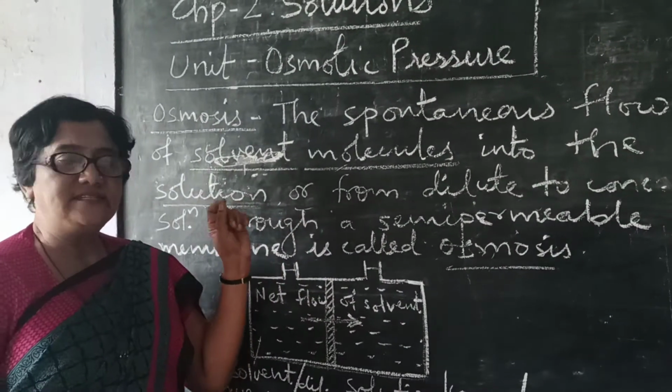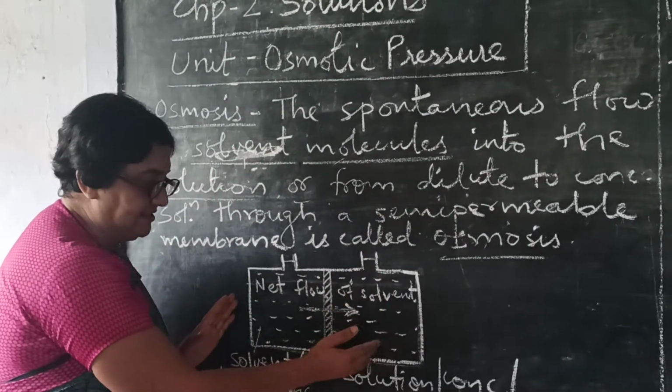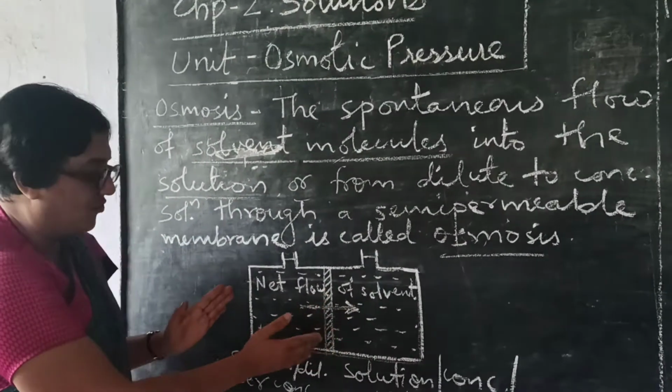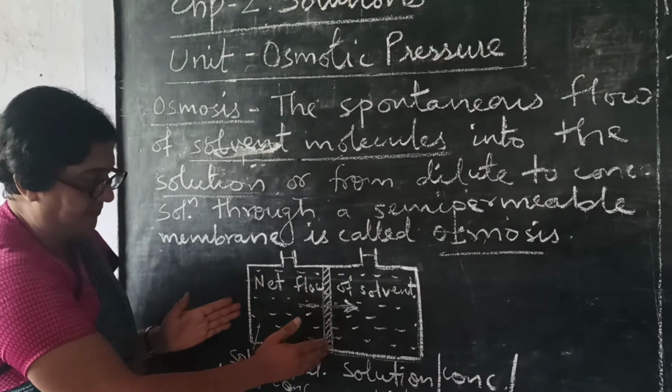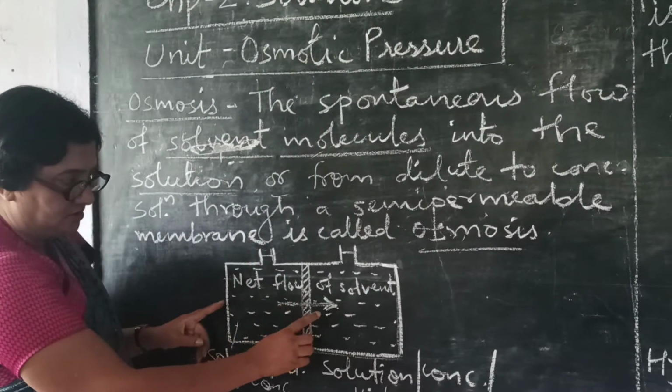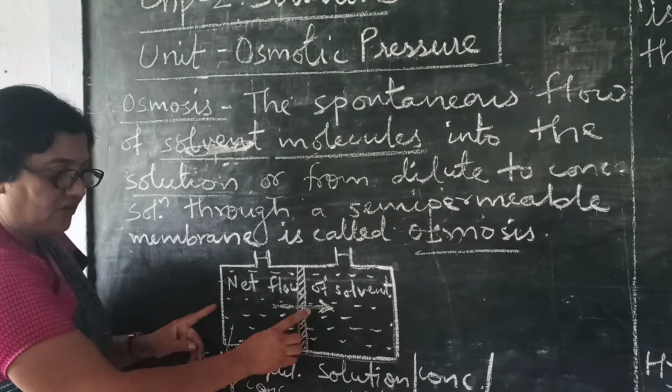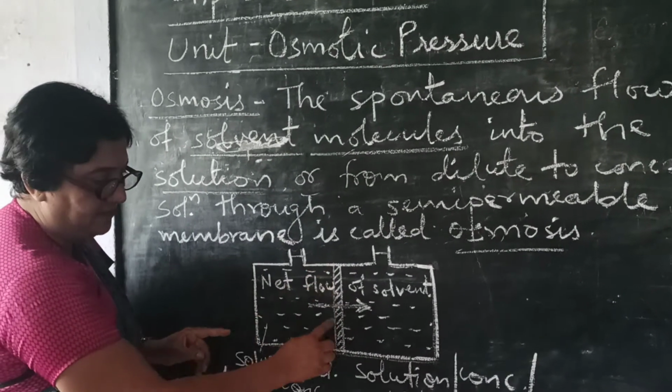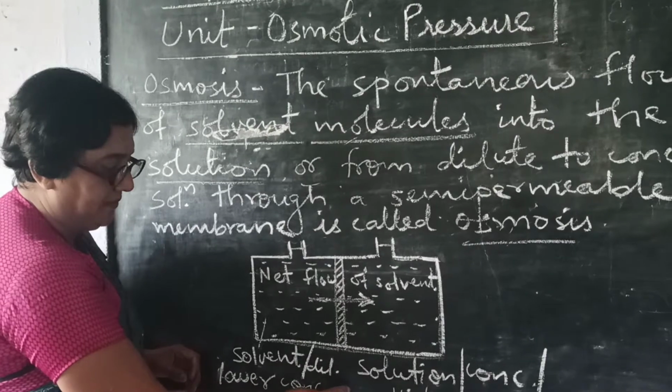In order to understand this process, let us see this figure, the experiment. What is the experiment showing here? Here a container is taken and two different solutions of different concentration are separated by a semi-permeable membrane.